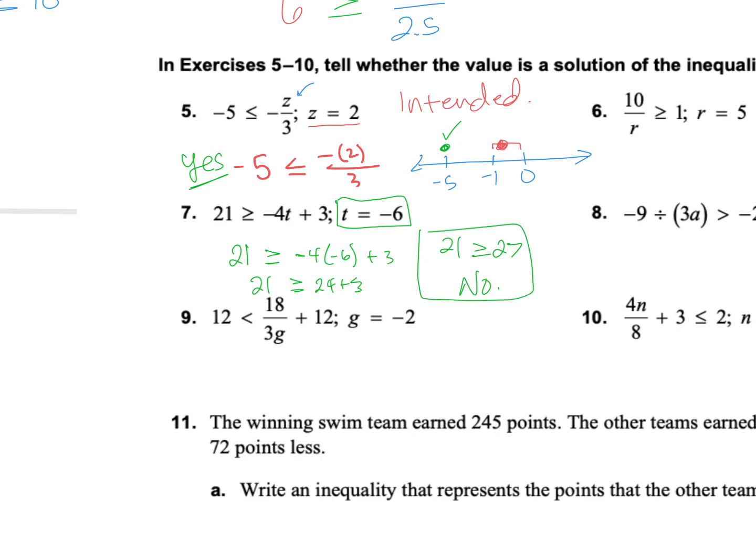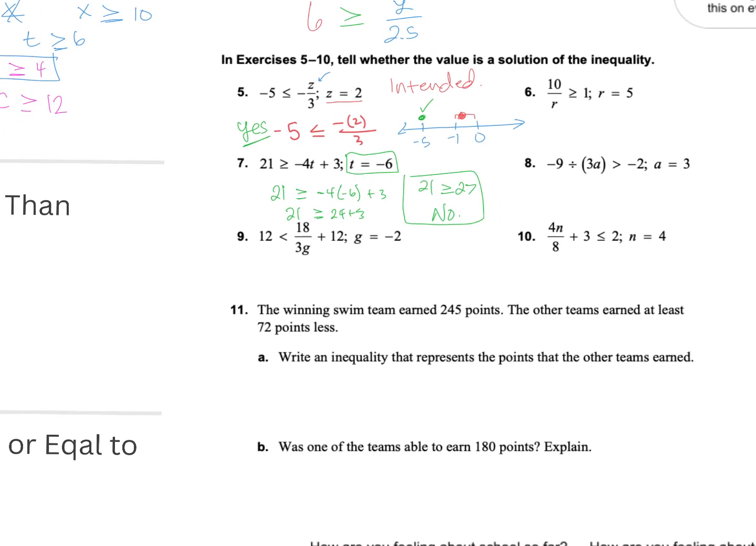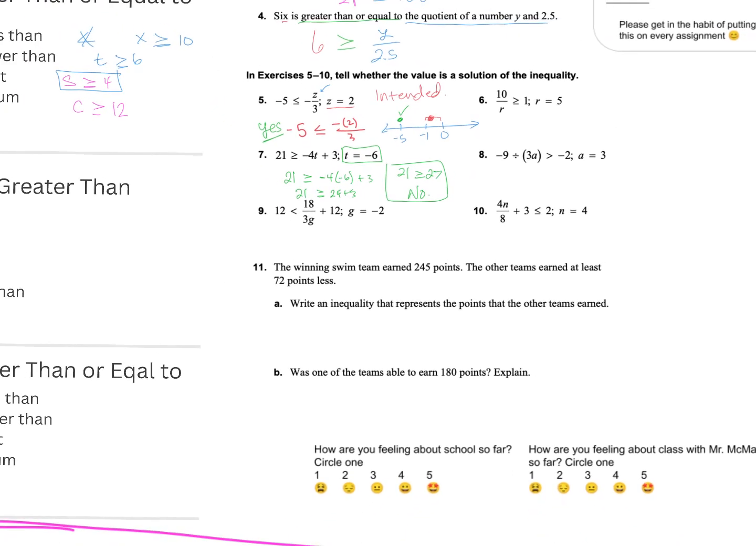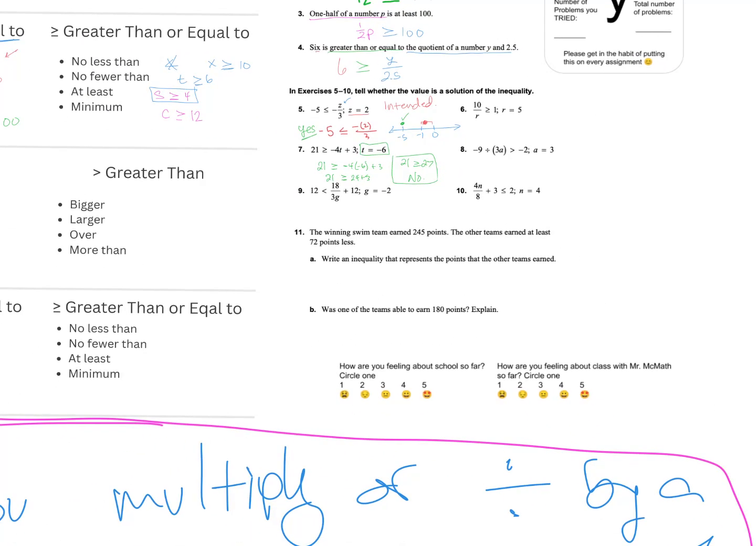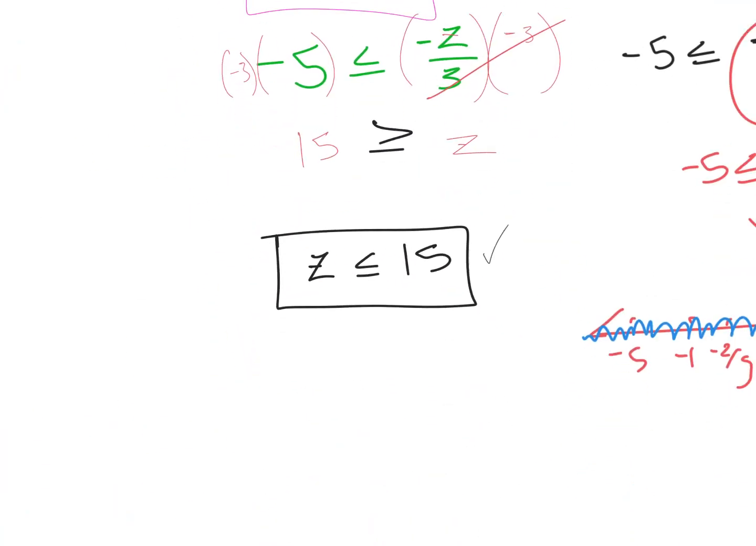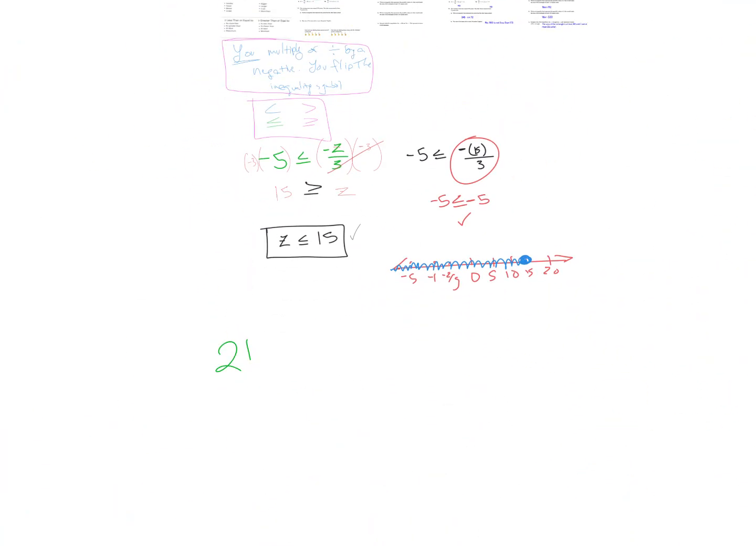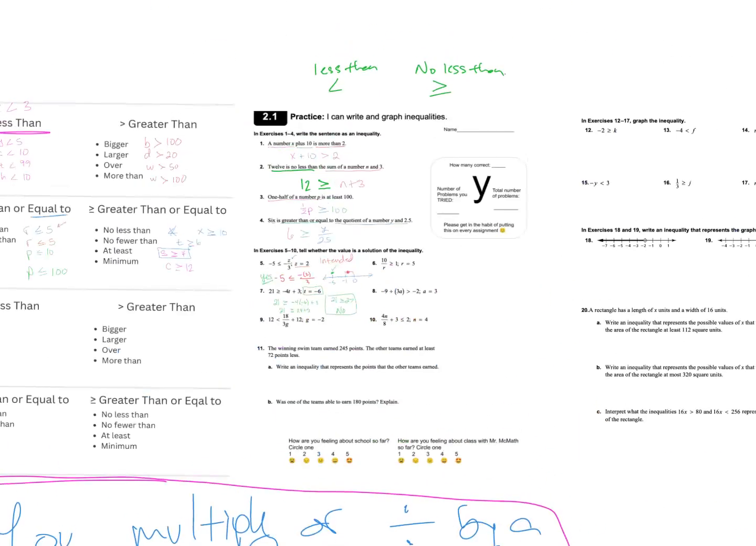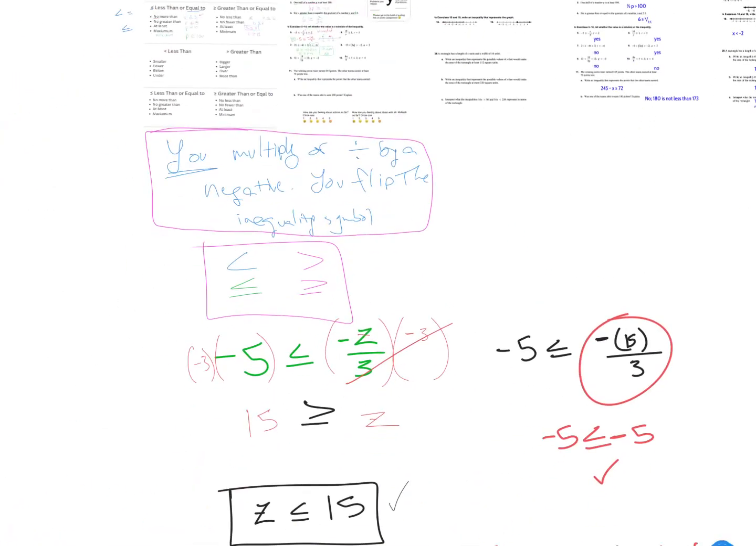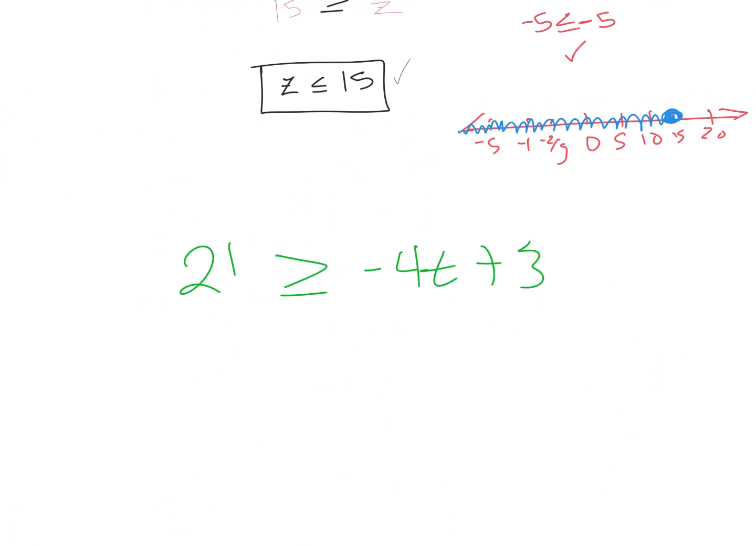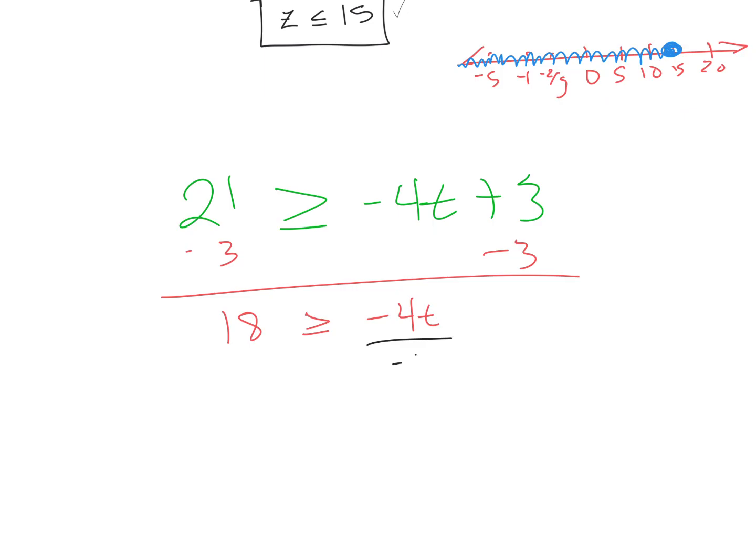Now, if we wanted to solve it, okay, this is like okay, now prove it. Another step forward. 21 is greater than or equal to -4t plus 3. Okay, we're going to solve it. So up here, we did not flip because we did not multiply or divide by a negative. We just plugged in. But here, we are about to divide by a negative. So it's 18 is greater than or equal to -4t. We are going to divide by -4.